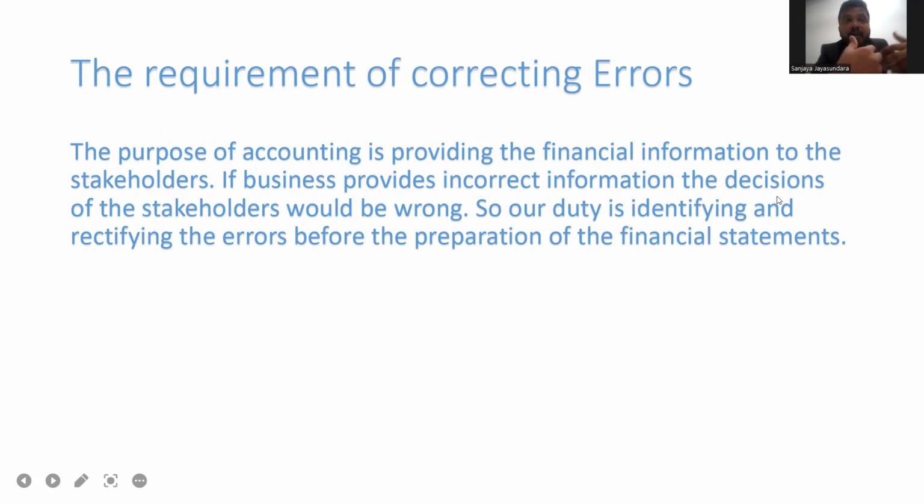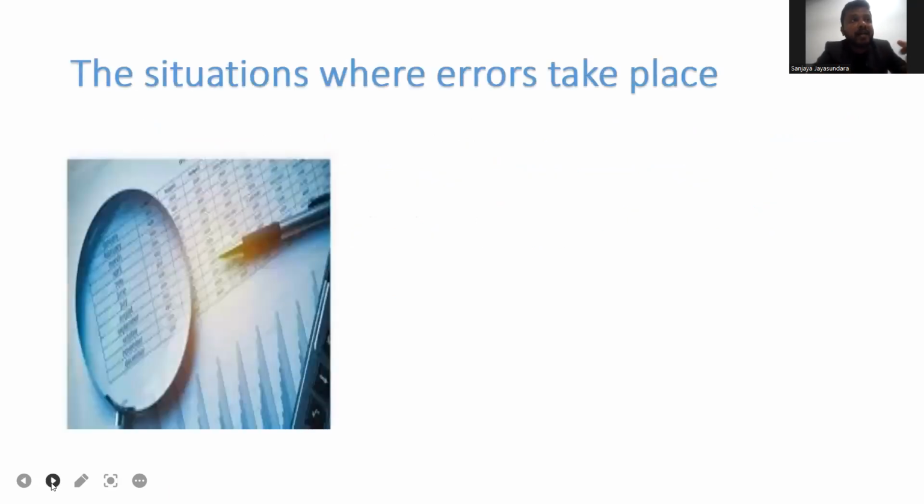As I told you, we have a responsibility to recognize and rectify errors before we prepare financial statements. So you should understand the situations where accounting errors take place. Basically, accounting errors happen in the accounting process. There are 4 steps in the accounting process.